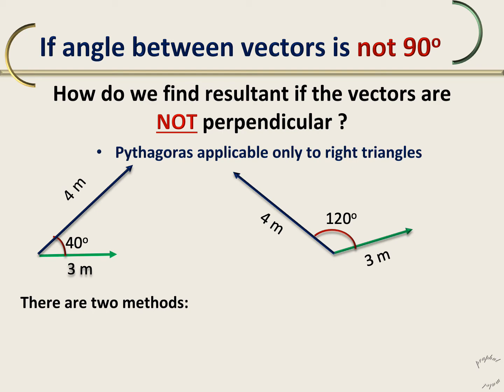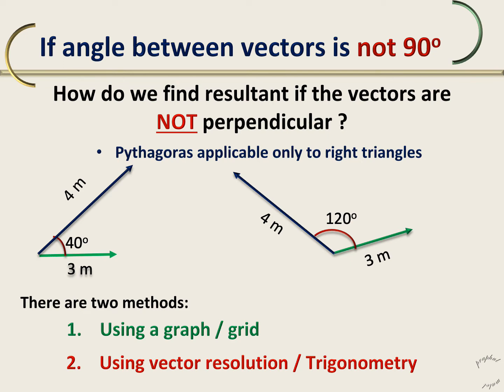Actually, there are two methods to solve this. The first method is using a graph or a grid or a space to draw. The second method is using the vector splitting or vector resolution. We are going to discuss both methods in detail.